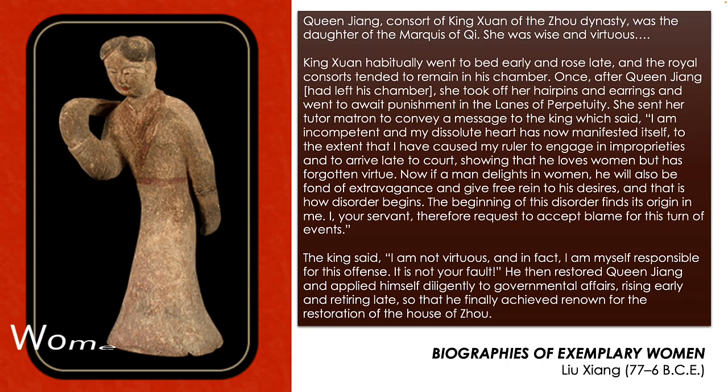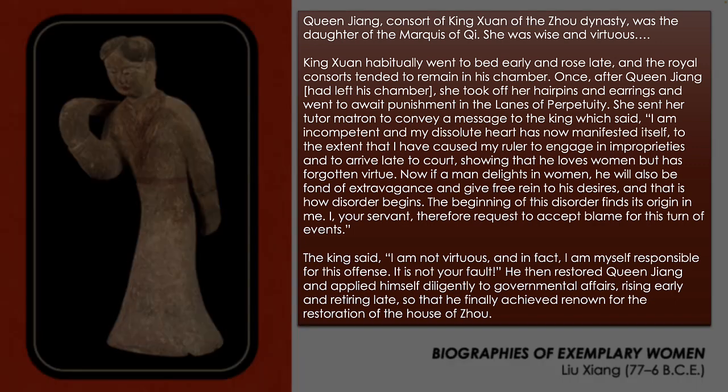We also see the history of women in antiquity, too. Let me give you an example from a work by Liu Xiang called The Biographies of Exemplary Women. Liu Xiang writes, Queen Jiang, consort of King Xuan of the Zhou dynasty, was the daughter of the Marquis of Qi. She was wise and virtuous. King Xuan habitually went to bed early and rose late, and the royal consorts tended to remain in his chamber. Once after Queen Jiang had left his chamber, she took off her hairpins and earrings and went to await punishment in the lanes of perpetuity.